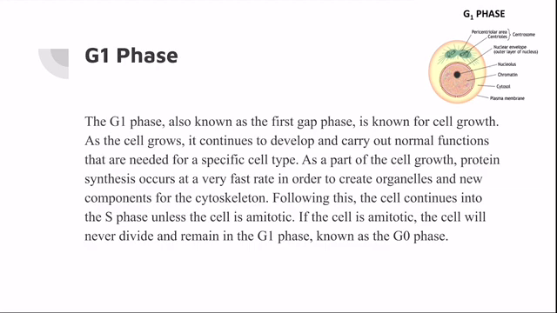Following this, the cell continues into the S phase unless the cell is amitotic. If the cell is amitotic, the cell will never divide and remain in the G1 phase, known as the G0 phase or the G0 phase. In the diagram, it is seen all the components needed in order for the cell to grow.